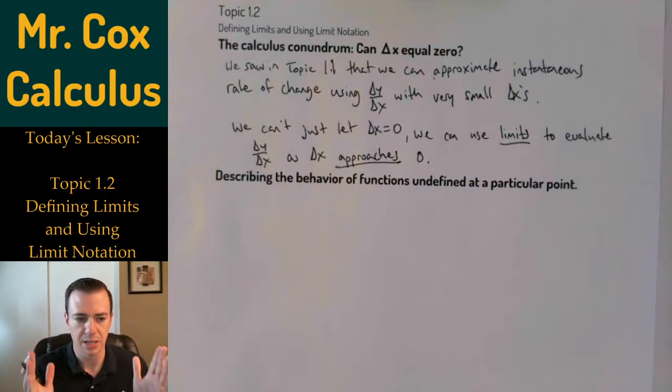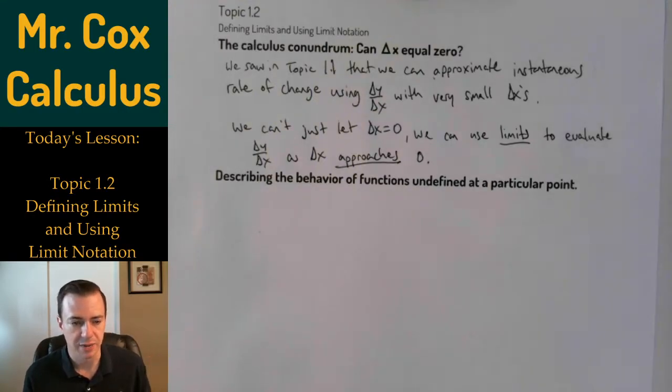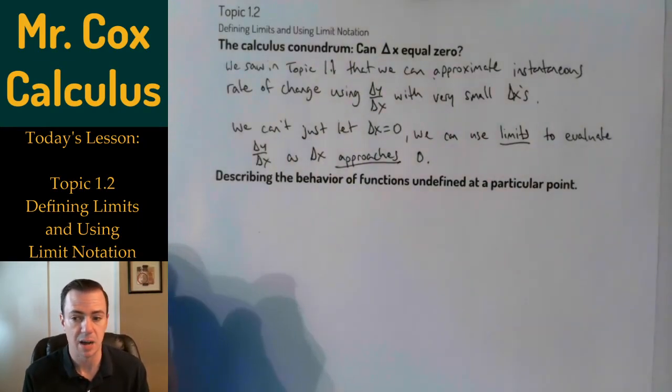We kept getting delta x smaller and smaller and smaller. We kept moving it closer and closer to 0. And we were seeing that the rate of change was kind of converging to a single value. And so limits will allow us to actually evaluate those changes in y over changes in x as change in x gets close to 0, rather than having to build these long, tedious tables where we're just making delta x smaller and smaller. Limits will actually allow us to evaluate what we were trying to do in topic 1.1.